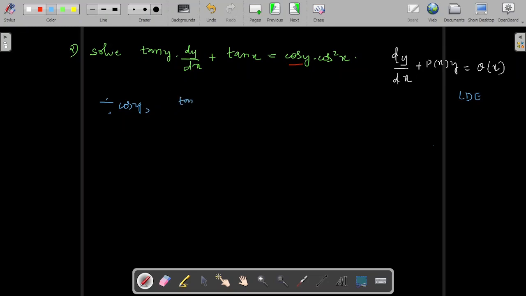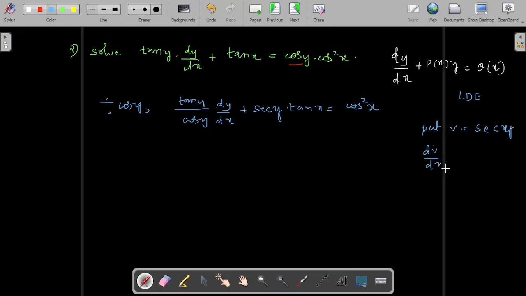So tan y divided by cos y into dy by dx plus 1 by cos y, which is nothing but secant y, into tan x is equal to cos square x, since cos y cancels. Now we want the p of x term here, the tan x, let it be. So secant y you have to make a substitution for that term. So put v equal to secant x. Sorry, secant y. This is secant y. So now differentiate with respect to x: dv by dx is equal to the derivative of secant y.